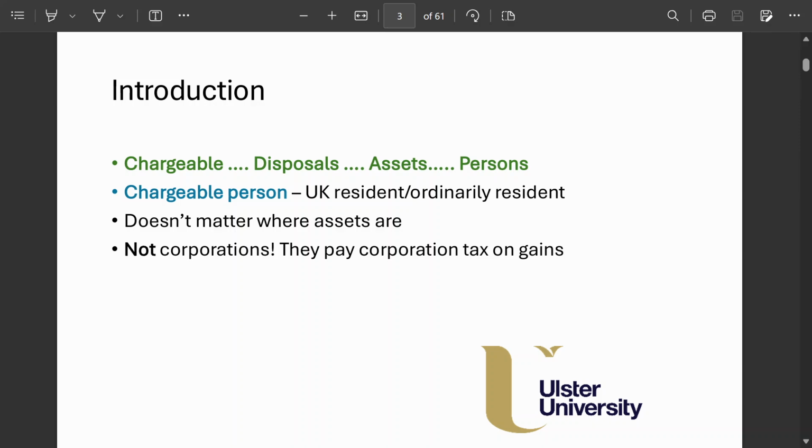Then of course you have to have a chargeable asset. So chargeable disposal, chargeable asset, and a chargeable person.